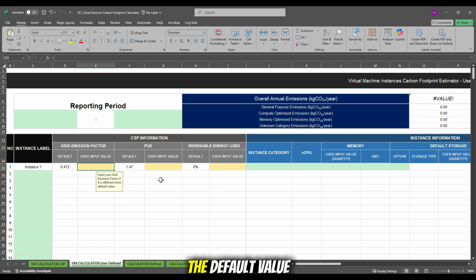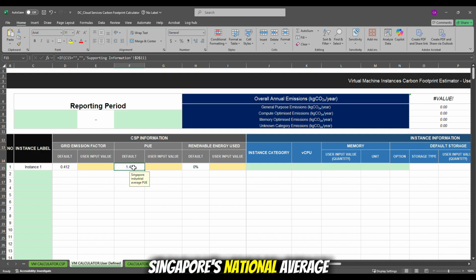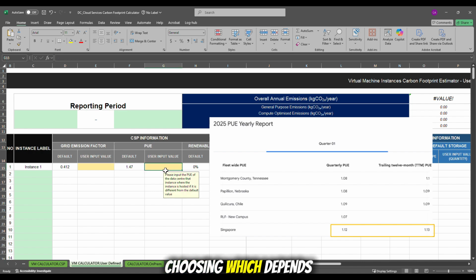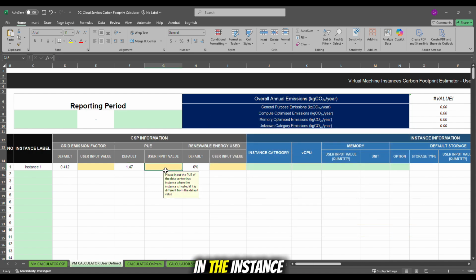Looking at the PUE, the default value we have is Singapore's national average PUE of 1.47, but for a more accurate calculation of your emissions, you are encouraged to use the PUE provided by your CSP for that specific region. In this case, this particular CSP publishes PUE values in a quarterly and trailing 12-month manner, choosing which depends on the stated reporting period. In the instance where the CSP only provides PUE using the average of a certain region, we would still suggest to use Singapore average PUE for a more accurate emission calculation.